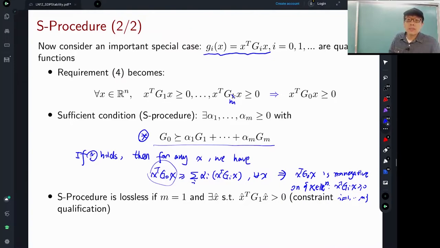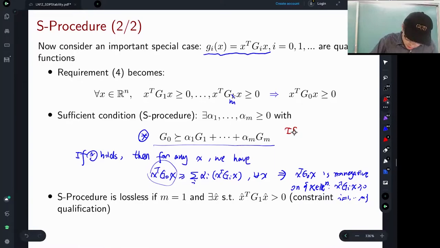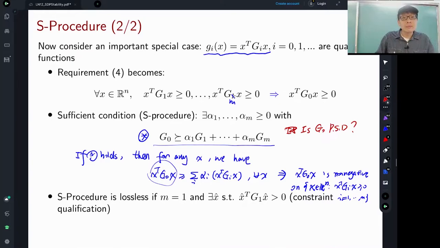Johan, does this make sense to you? Then I'm going to ask you, if this G0 satisfies this, is capital G0, let's say, positive semi-definite? Ready, Ruben? If G zero is positive semi-definite, I don't need to have any additional conditions. If G zero is positive semi-definite, then for all x this thing is positive semi-definite. Of course, it also satisfies this condition.